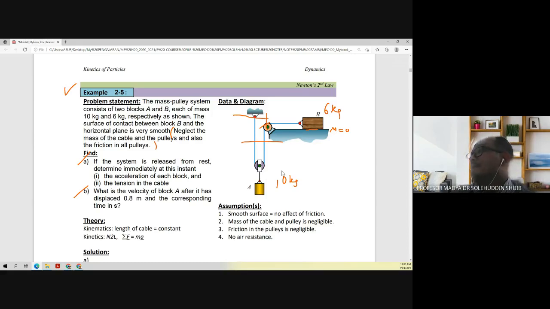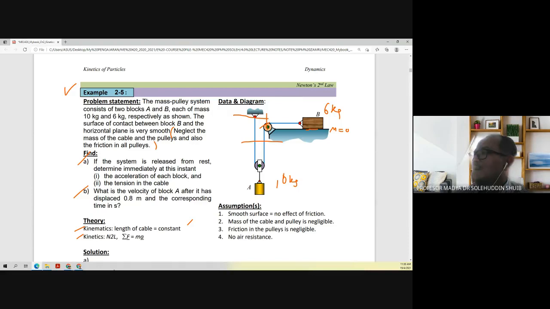So these are the theories that we're going to use to solve this problem. Number one, kinematics of particles: the length of the cable is constant. And then you're going to use Newton's second law: summation of force equals mass times acceleration.